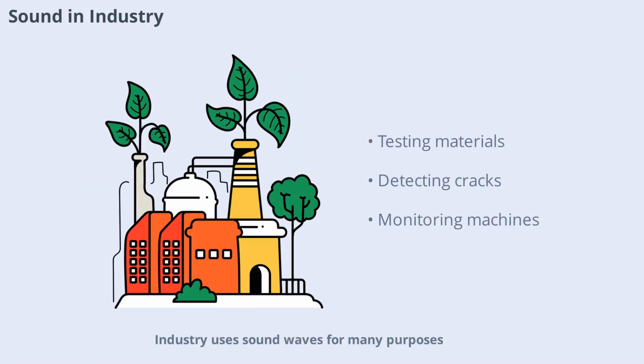Industry uses sound waves for many purposes, from testing materials to cleaning equipment. Ultrasonic waves can detect cracks in metal or welds, ensuring safety and quality. Factories use sound sensors to monitor machines and prevent breakdowns. Sound technology helps keep our world running smoothly.